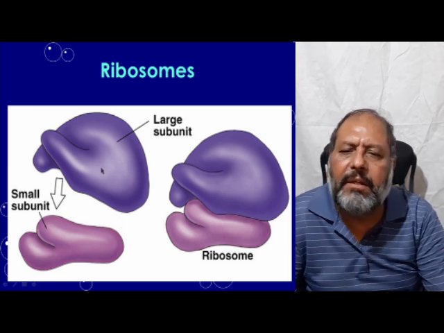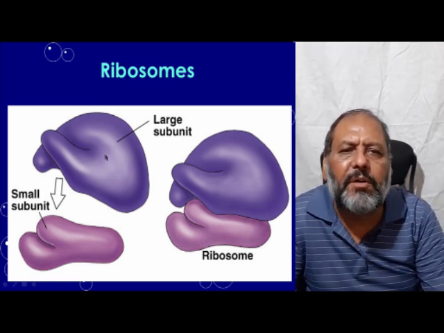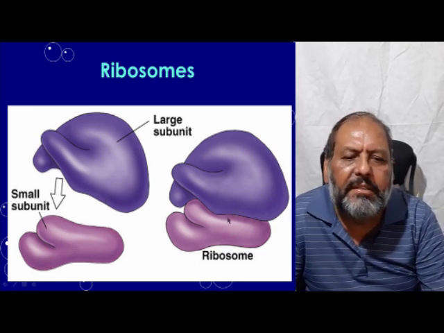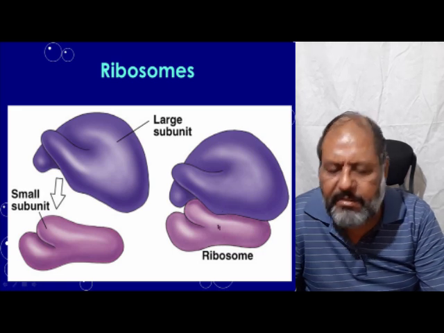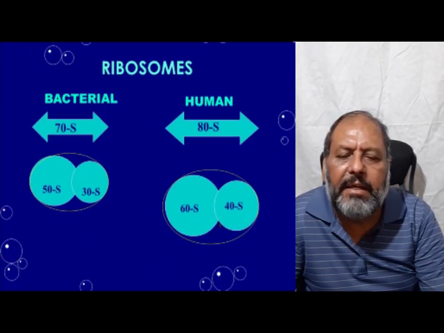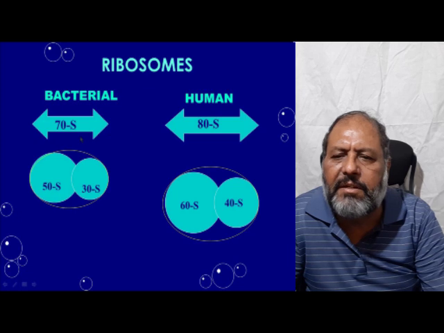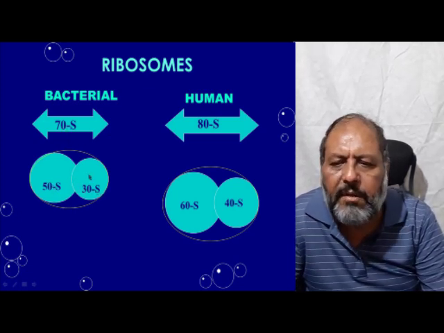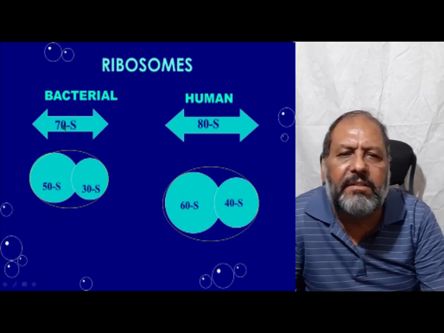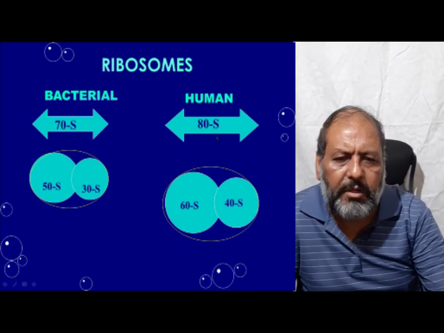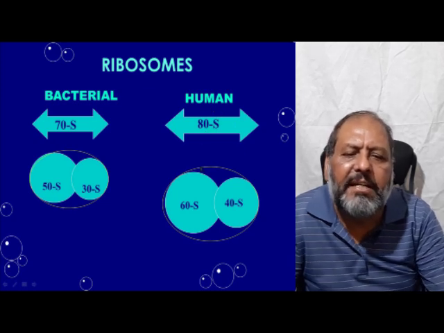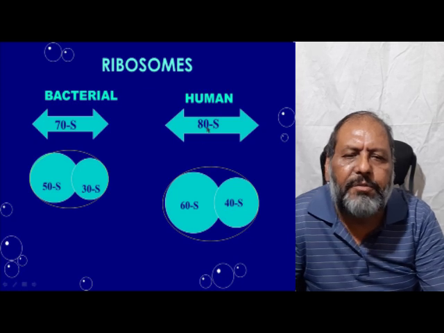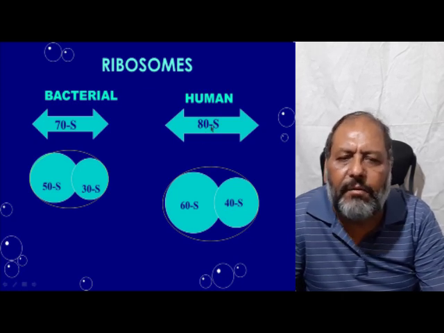Here one can see there is the larger subunit of the ribosome and this is the smaller subunit of the ribosome. These just overlap and embrace one another, and here they are. If you look at this bacterial 70S, the 50S subunit and 30S subunit, when they overlap, the total size is 70S. And in case of the human, it is the 80S, 60S subunit plus 40S subunit, but because of their overlapping, they give the size of 80S.